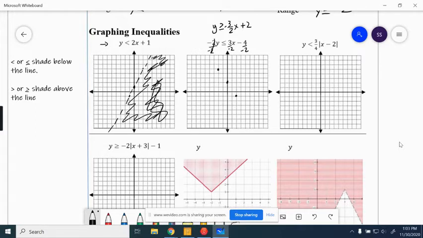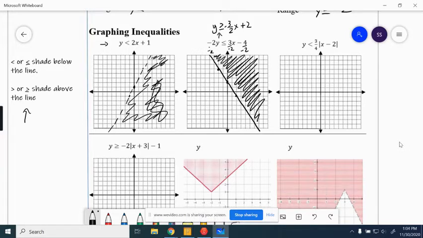All right. And so now we can determine where we're going to be shading this. We have the line underneath. That means it's or equal to. So we're going to go ahead and make this a solid line. And it is greater than, right? And greater than means we shade above the line. So we're going to go on top of this line here.